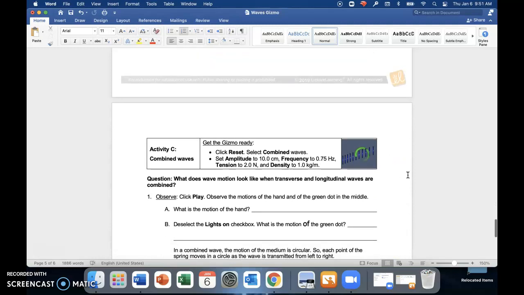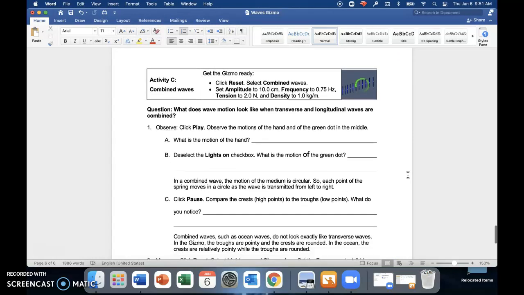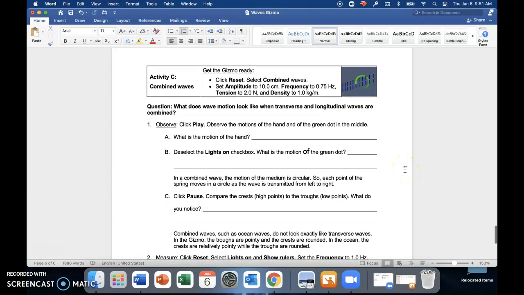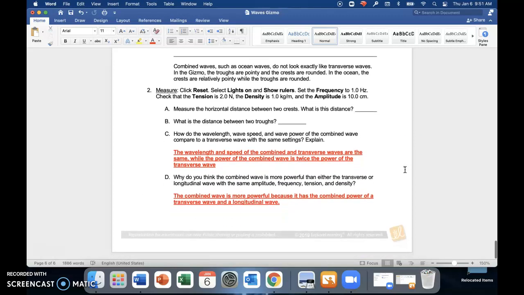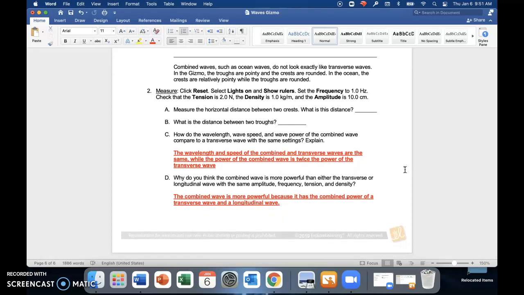Okay. Now let's hop down to C, and we get combined waves. Combined waves is when we have a transverse wave and a longitudinal wave working together. We talked about this when we did surface waves. So I'm just going to hop down to these last 2 questions.